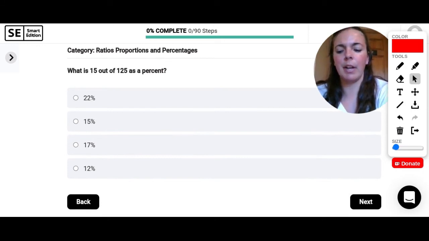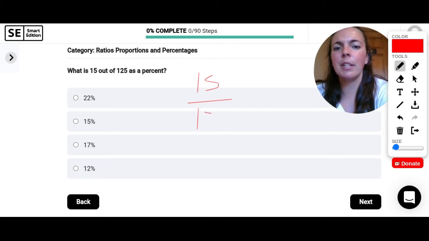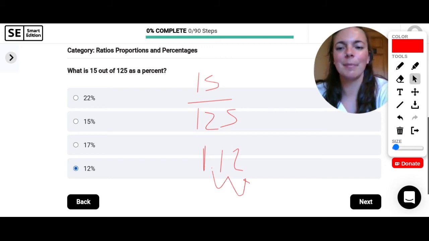What is 15 out of 125 as a percent? So 15 out of 125 is really just the fraction 15 over 125. So we can divide this, and once we have it as a decimal, we can turn it into a percent. Okay, so 15 divided by 125 is 0.12. See if you remember, what is our rule for turning this into a percentage? 0.12. Okay, so what we have to do is swoop it to the right 2 times. So this is the same thing as 12%.